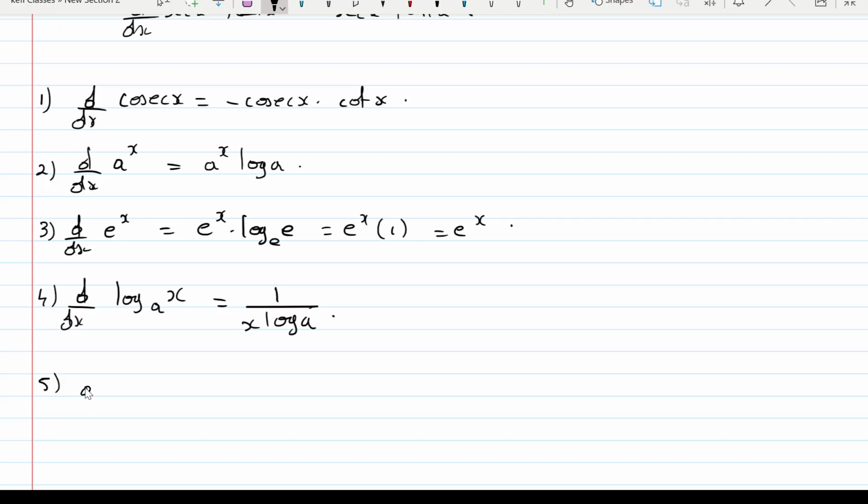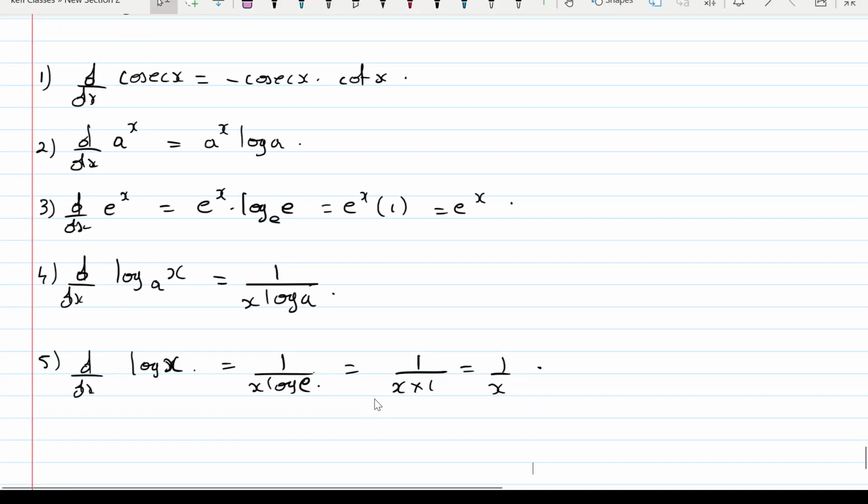Fifth one, d by dx of log x is equal to 1 upon x log, and since the base has not been mentioned, it is obviously e. So it will be 1 upon x log e, which is 1 upon x into 1, which is equal to 1 by x. So these are some extra formulas. So you have d by dx of x raised to n. If I make a list of all the formulas, some of these problems will get solved while I am solving the exercise.